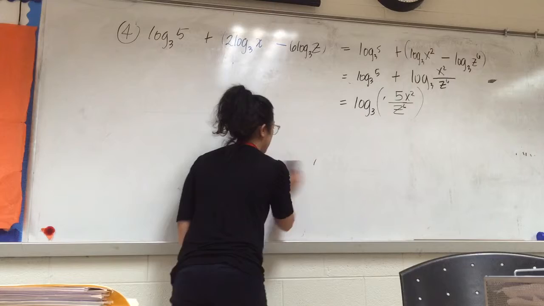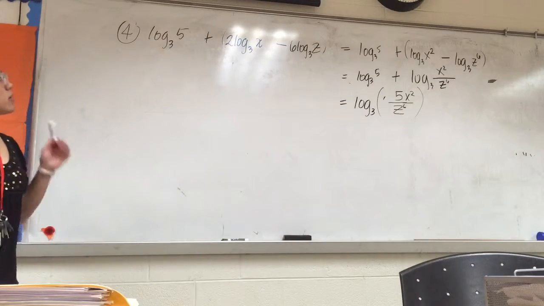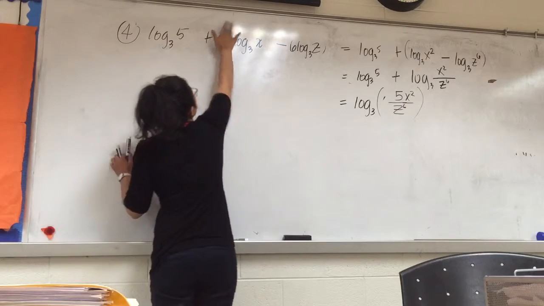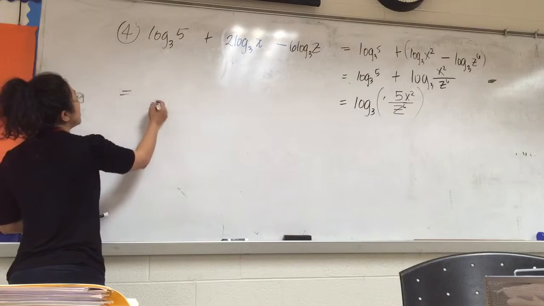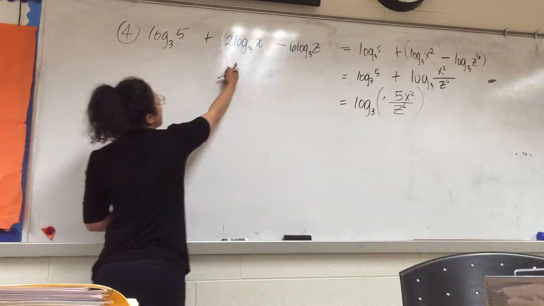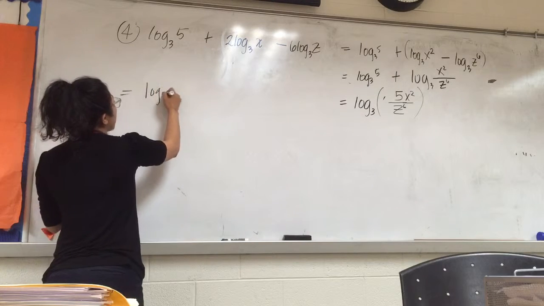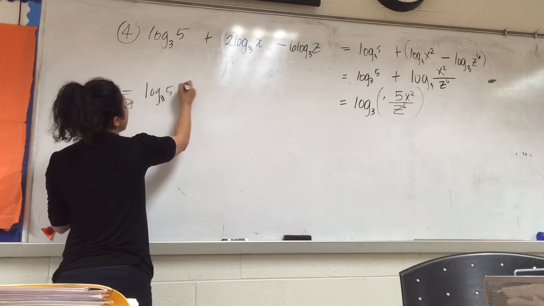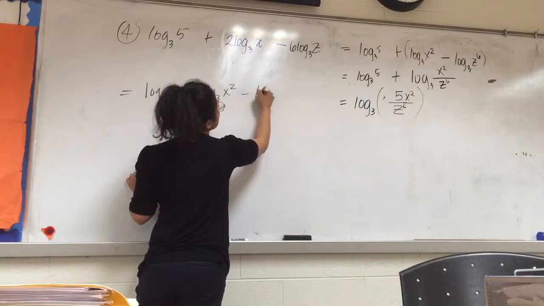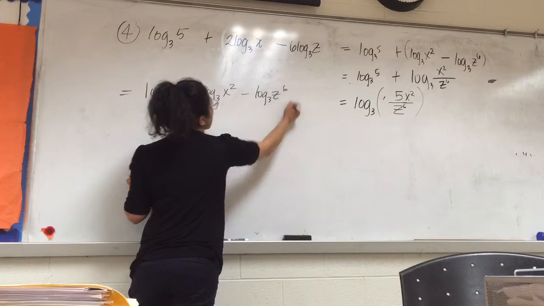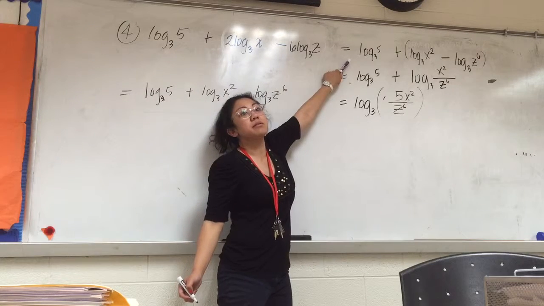Harder than the other one. Yeah, a little bit. A lot of it. Now, if any of you wanted to start with the first two logarithms, then we would have these two over here, but we have to use the power property. So using the same thing over here, log base 3 of 5 plus log base 3 of x squared minus log base 3 of z to the 6. Same as this line, after using the power property.